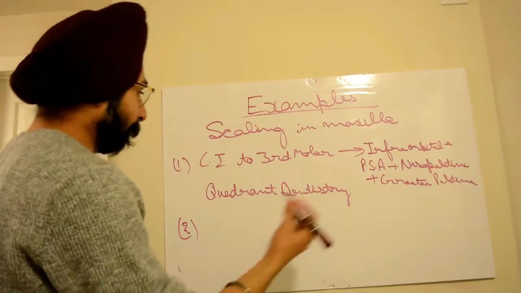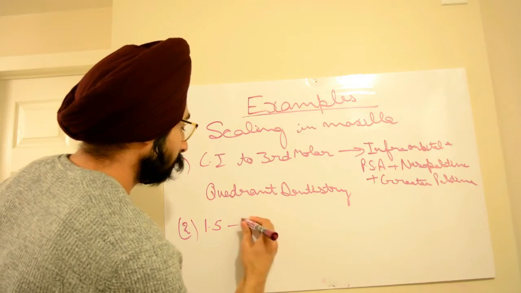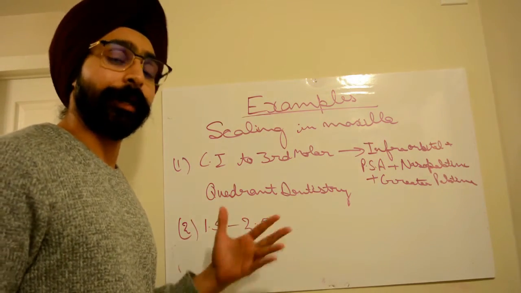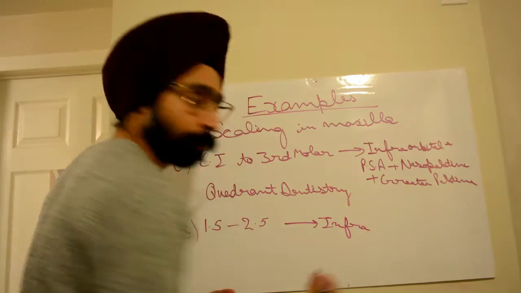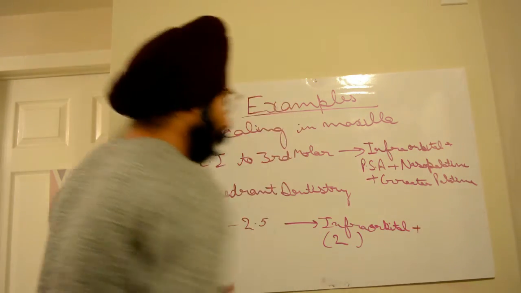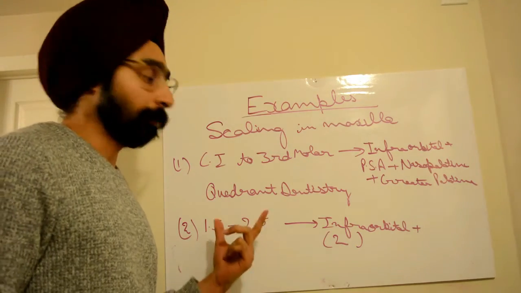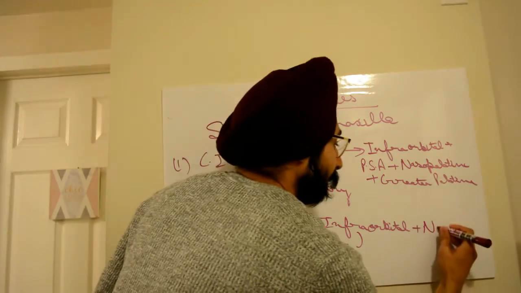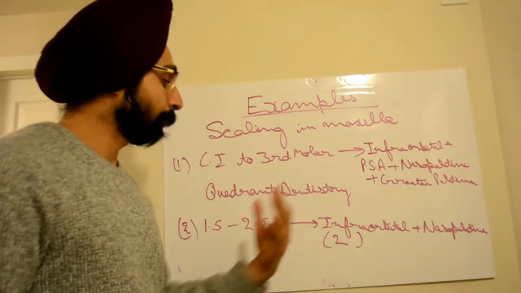Let's say if the doctor wants to perform scaling from 1.5 to 2.5, that is from second premolar on one side to second premolar on the other side in maxilla. In this case, we will give infraorbital nerve block, of course, two infraorbital nerve blocks. The two infraorbital nerve blocks will anesthetize the pulpal tissue, plus it will anesthetize the buccal mucoperiosteum. For the palatal side, we will give nasopalatine nerve block. It will anesthetize from 1.3 to 2.3.